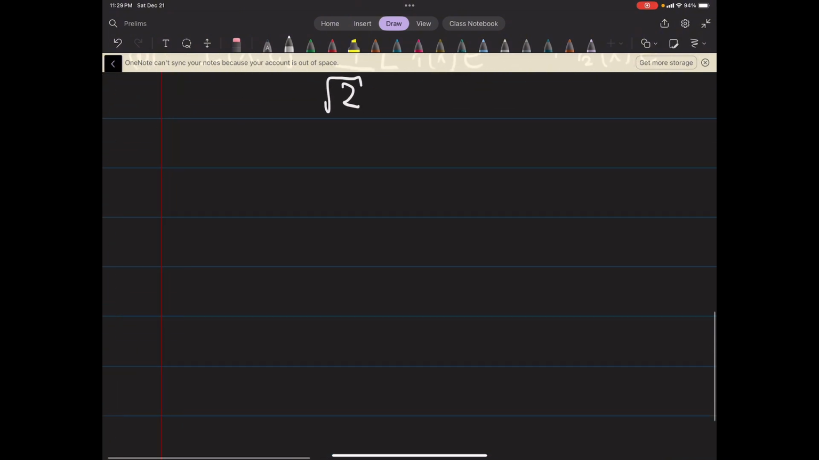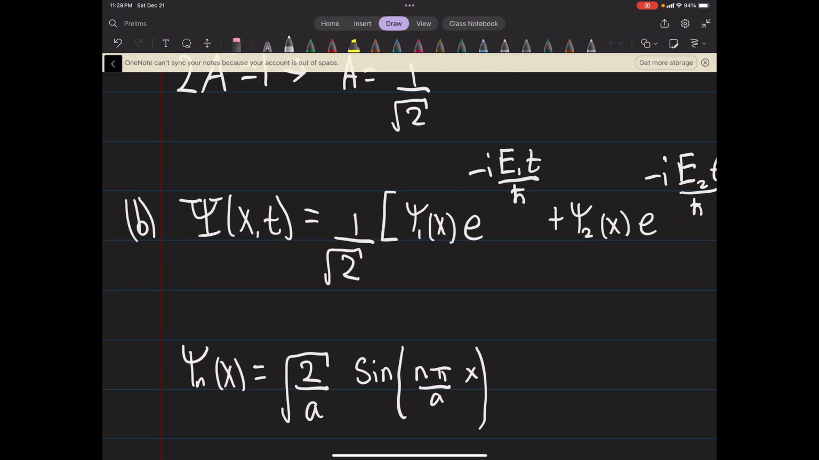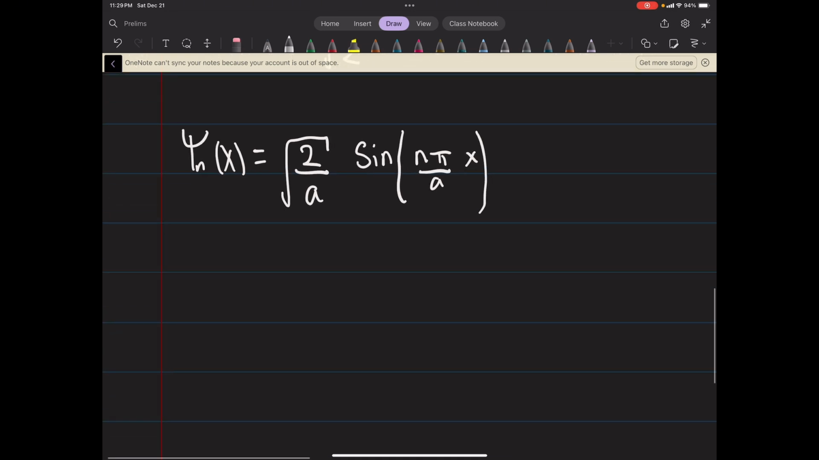Now I'm going to remind you of an equation in our textbook, which is the nth state for our time independent Schrodinger equation, equal to the square root of 2 over a sine of n pi over a x. Because remember, this is still an infinite square well. So this is our wave function for this. So we can substitute those in, but we're also going to do this omega substitution that the problem recommends we do. The problem gave us this suggestion.